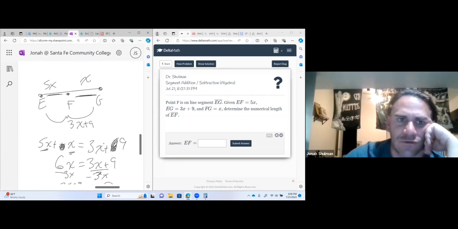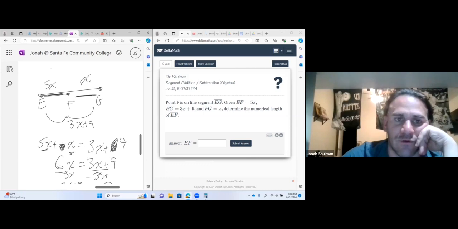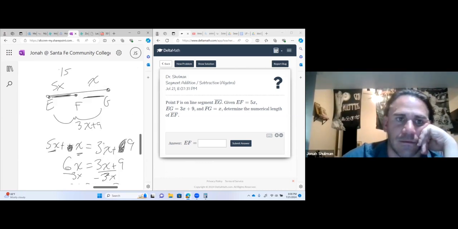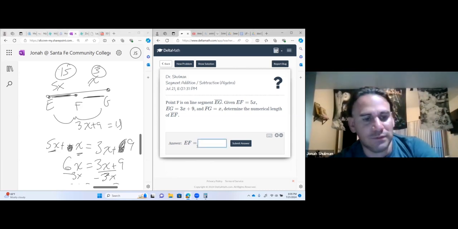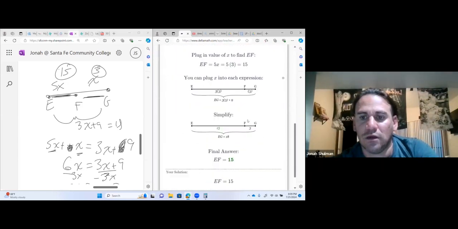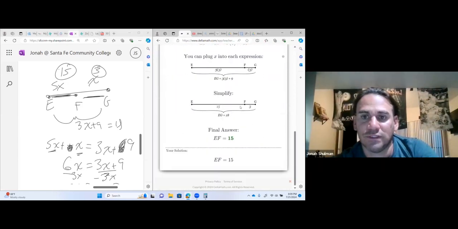So which one is EF? EF is this one. So this means we have 15, 3, and we can double check. 15 plus 3 is 18. Yeah, it works. So they all work. So that's all the pieces. A little segment addition. Ta-da! Perfect. Oh, and they gave us the other one too, 18.